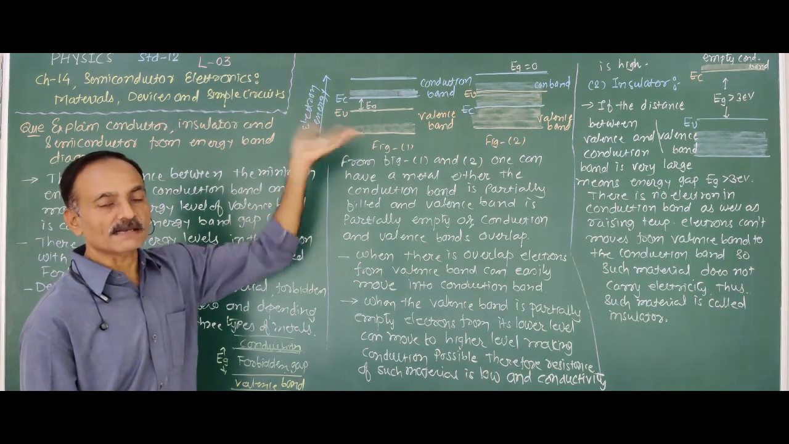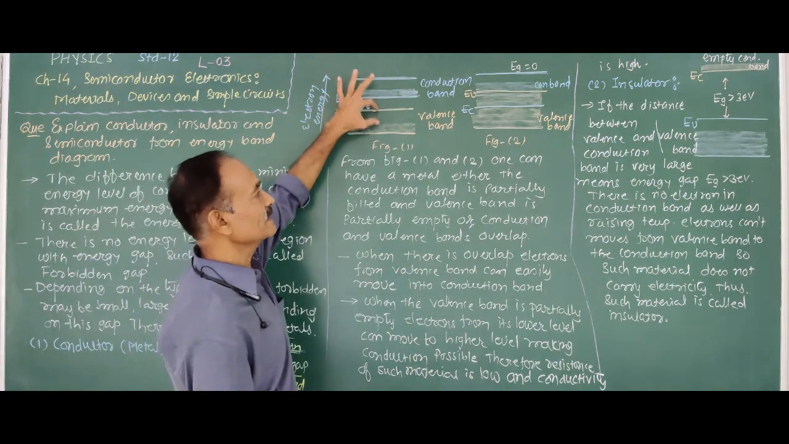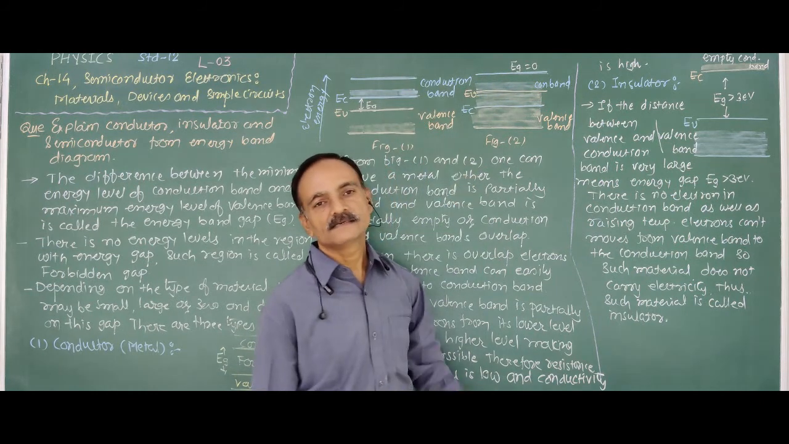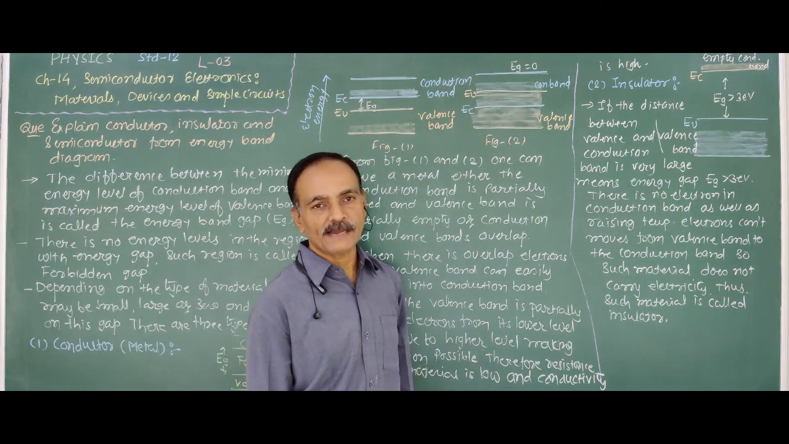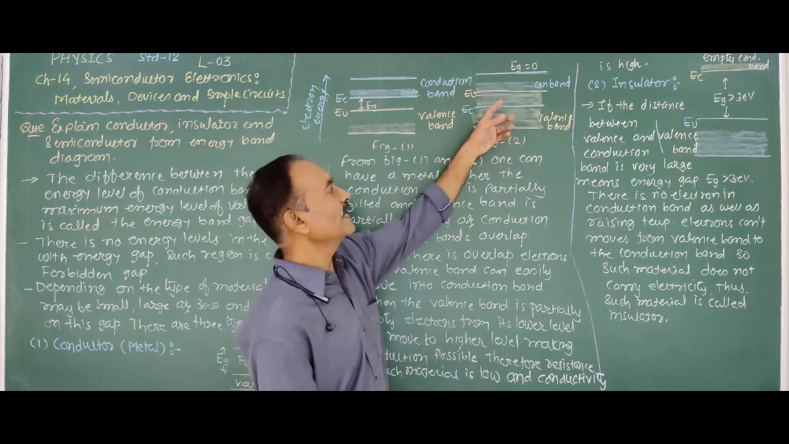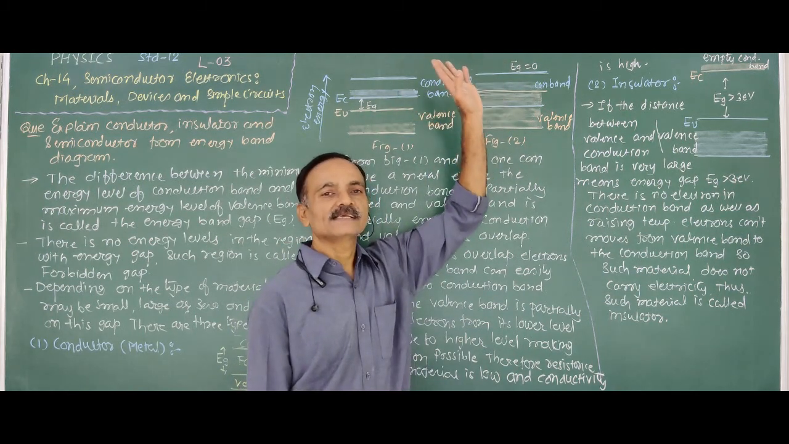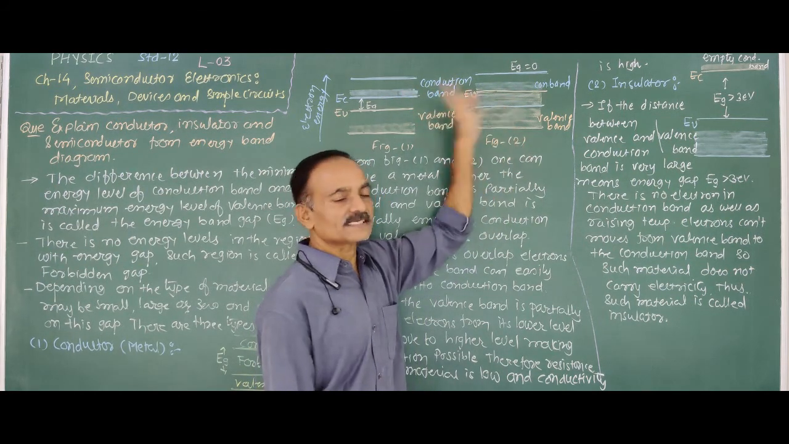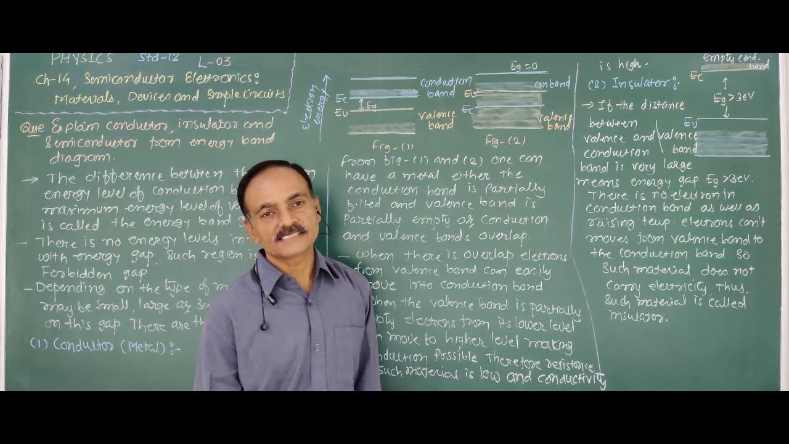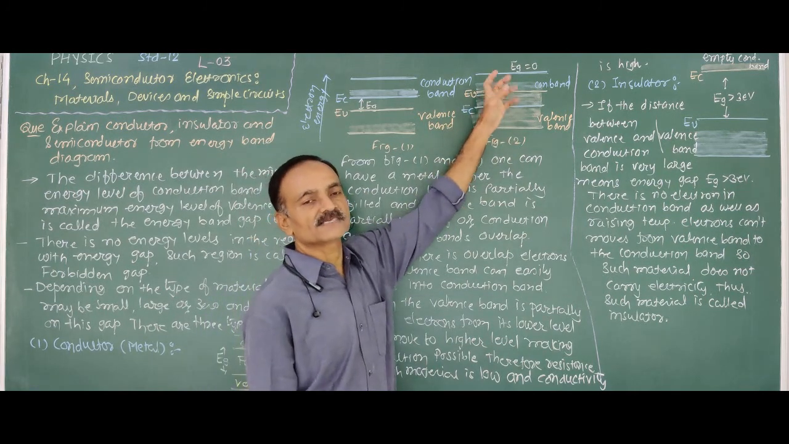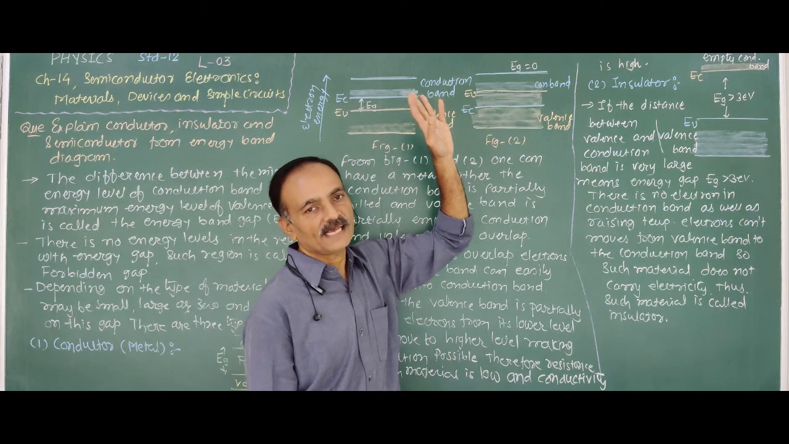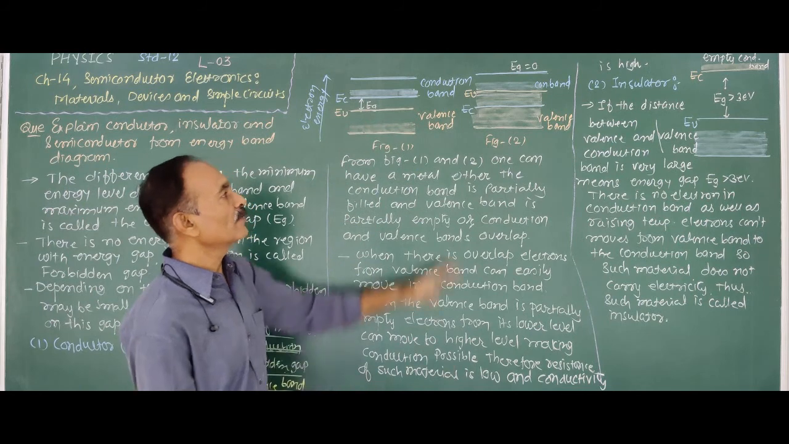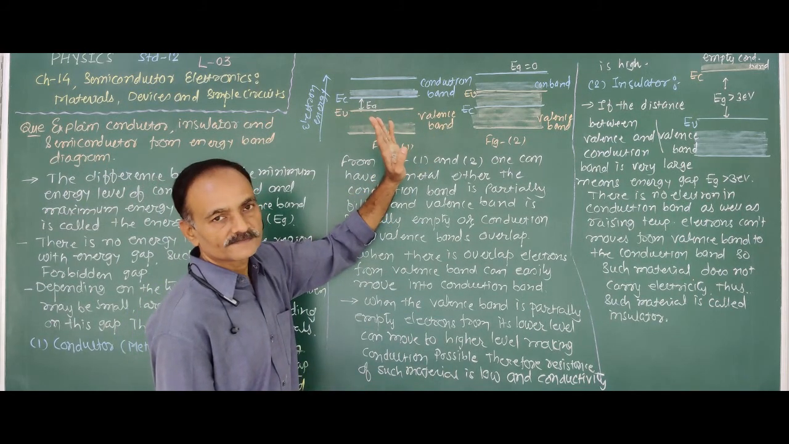Or in other words, in some materials, the energy levels of the conduction band and valence band overlap each other. There is no forbidden gap. Therefore, electrons from the valence band easily enter the conduction band, so the conduction of electricity takes place easily. Therefore, the conductivity of the material is very high and the resistivity is very low. So these two diagrams of valence band and conduction band are for the case of a good conductor.